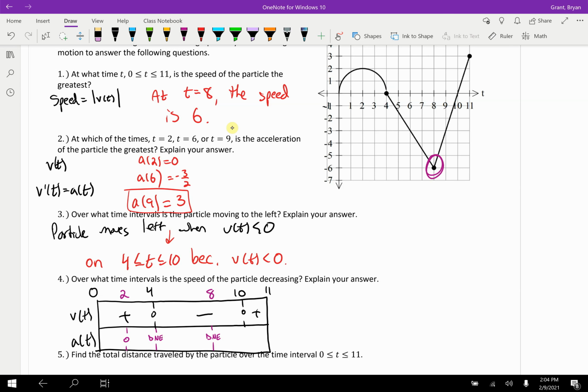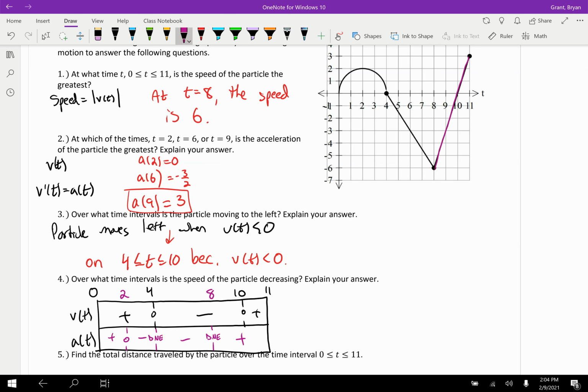Looking good so far. Now let's measure all the slopes. From 0 to 2, the graph is increasing, so the slope is positive. From 2 to 4, our slope is negative. Then, from 4 to 8, our slope is still negative. We're going down. And from 8 to 11, we are positive.